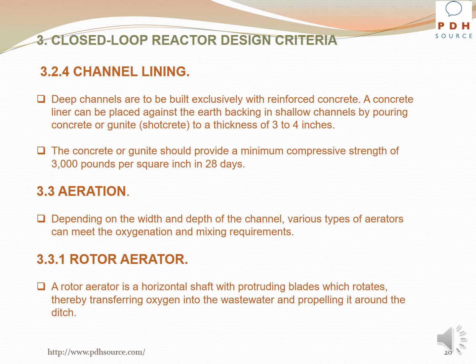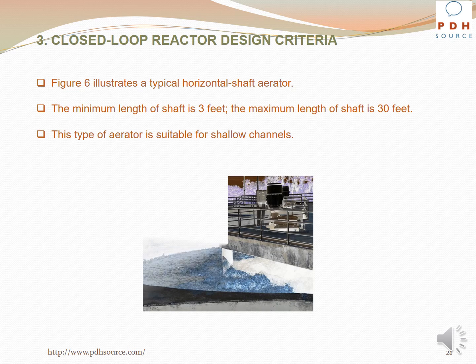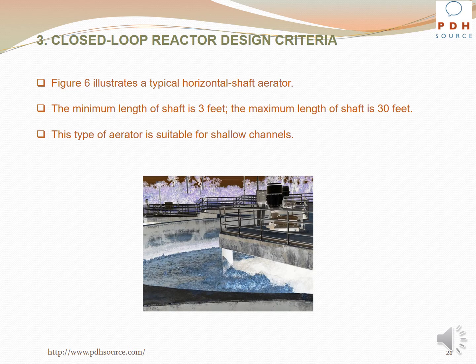Depending on the width and depth of the channel, various types of aerators can meet the oxygenation and mixing requirements. One type is the rotor aerator, which is a horizontal shaft with protruding blades which rotate, thereby transferring oxygen into the wastewater and propelling it around the ditch. Figure 6 illustrates a typical horizontal shaft aerator. The minimum length of shaft is 3 feet, the maximum length is 30 feet. This type of aerator is suitable for shallow channels.